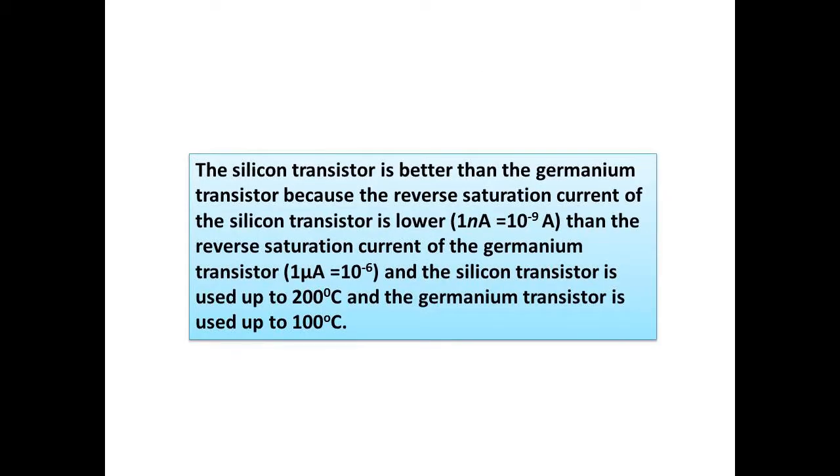The silicon transistor is better than the germanium transistor because the reverse saturation current of the silicon transistor, 1 nanoampere, is lower than the reverse saturation current of the germanium transistor, 1 microampere. The silicon transistor is used up to 200 degrees centigrade, and the germanium transistor is used up to 100 degrees centigrade.